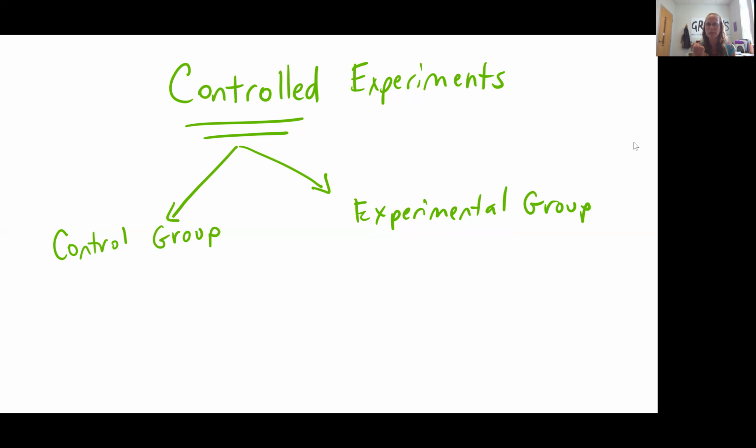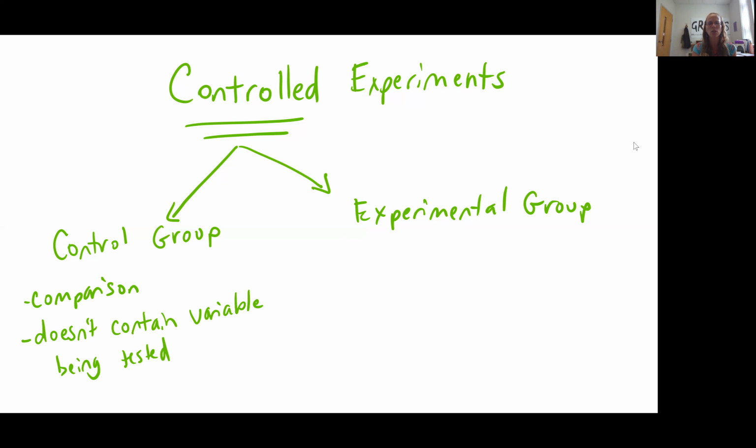We typically call that a placebo when we're talking about drug testing. And this allows you then to compare, well, is the nausea medicine really the thing that's preventing those people from being nauseous, or is there maybe some other factor? So your control group is your group that's for comparison. It does not contain the variable that you're testing, while your experimental group does.